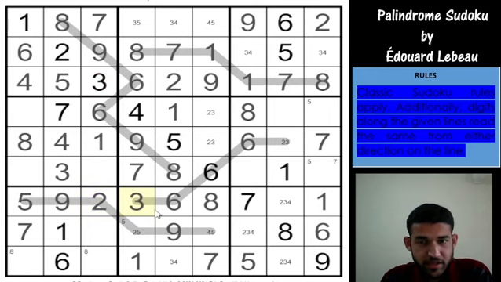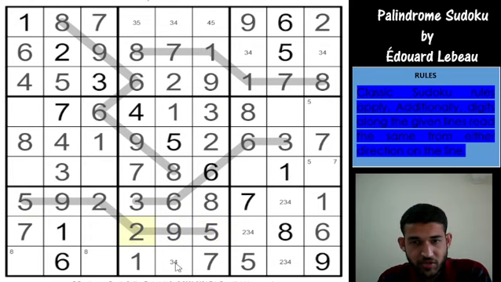Sorry, so this is 3, and which means that because of this being a 3, so this is a 3, that's a 2, that's a 3. And now we can reproduce the palindrome here. So 5 9 2 5 9 2, this is 4, that's 3, that's 5, that's 4.